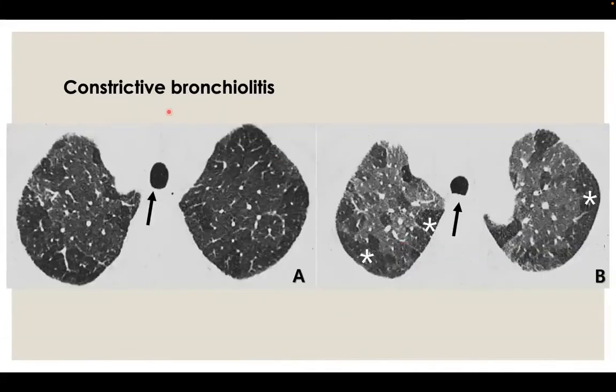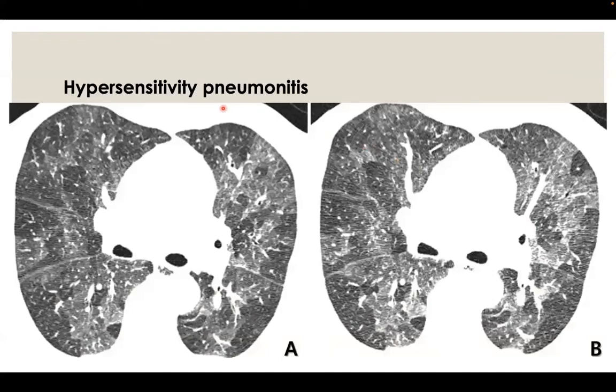Here is another example, of constrictive bronchiolitis. Here there is mosaic attenuation in the inspiratory scan. This is the expiratory scan with accentuation of the difference between the normal lung and the air trapping. Increased discrepancy between the air-trapped areas and the normal lung. In hypersensitivity pneumonitis, here again there is accentuation of the difference, due to increased density of the normal lung, and the air-trapped regions stay the same low density.